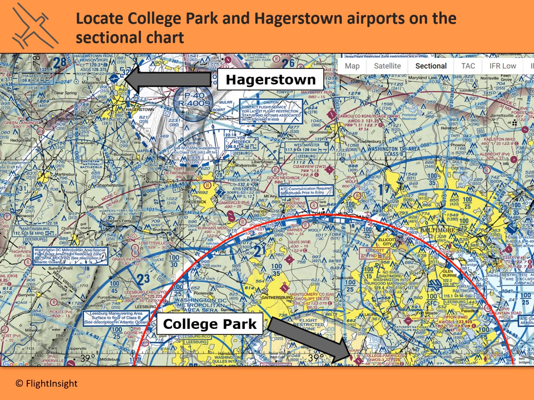Our first task is to figure out the route for the flight. So let's start by looking at the sectional chart. Here we're looking at part of the Washington sectional chart for the area that we're flying. Let's look at our departure and destination airport. You see College Park right at the bottom there, and then Hagerstown at the top and to the left. So the first step is identifying the beginning and the ending points of the flight.